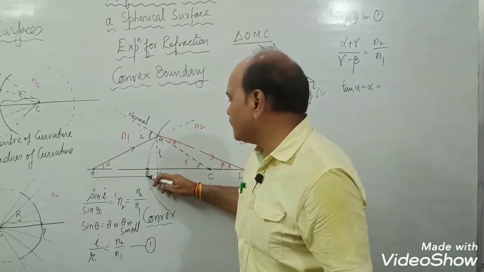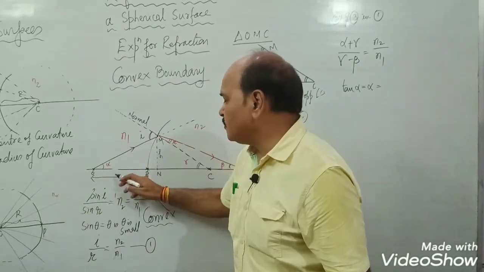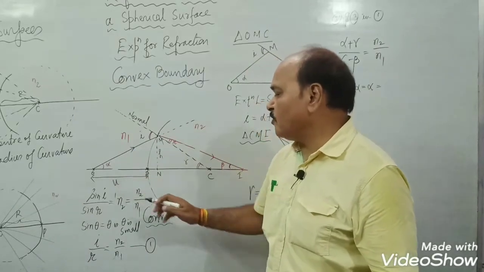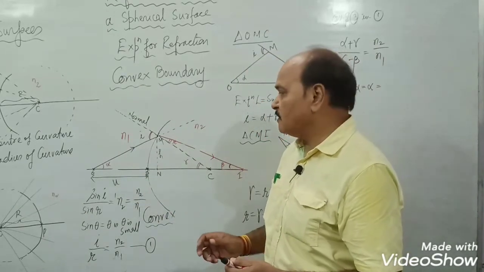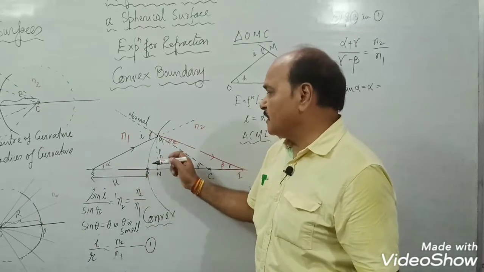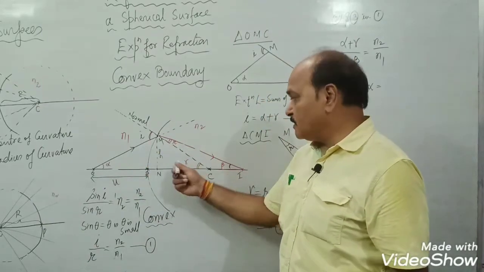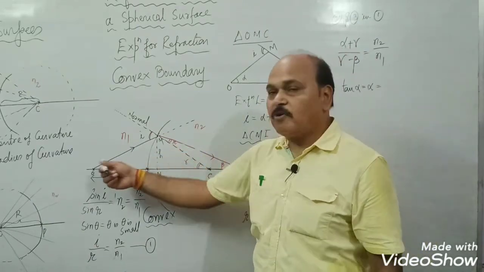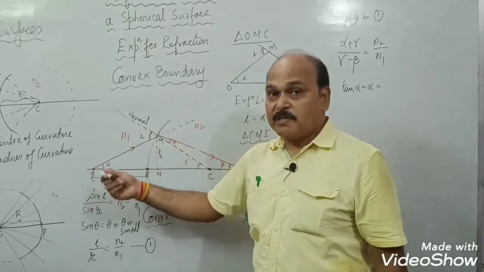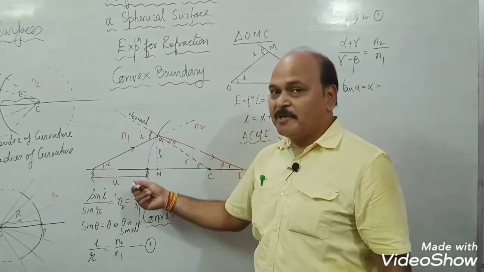The distance of object U is going to bear what? Negative sign. Well, this is the object, and the incident rays go from left to right. So distances on the right side are positive and on the left side are negative. That way, this distance U is going to be a negative sign.